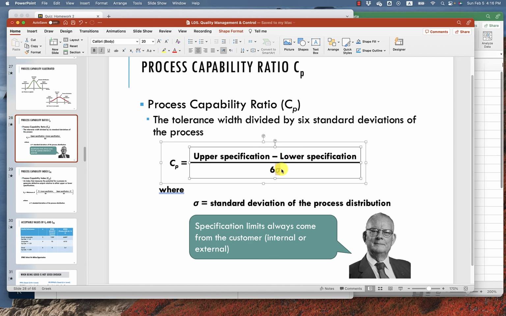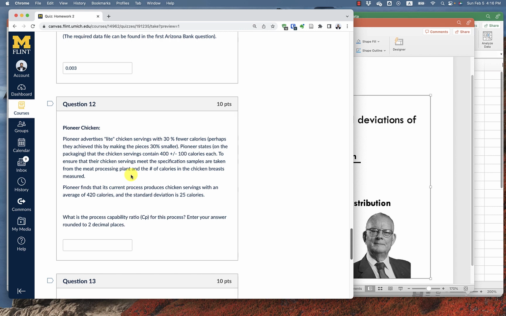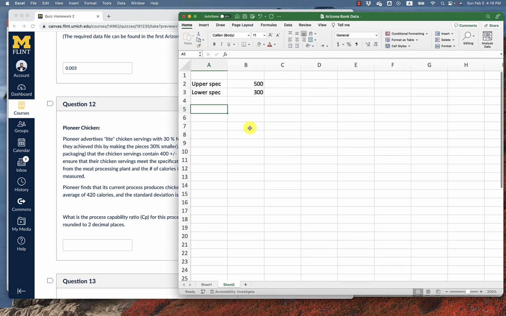Now we need to find the sigma, which is the standard deviation of the process output. This is voice of the process. What is the process saying its standard deviation is? Pioneer finds that its current process produces chickens with an average of 420 calories and a standard deviation of 25 calories. For process capability ratio, CP, we don't care about the average, that's Xbar, or the center of the process, where the process tends to be centered around. We only care about the standard deviation, sigma. So we're going to say sigma, of the process, is 25.